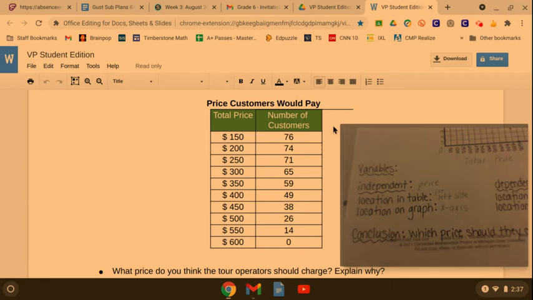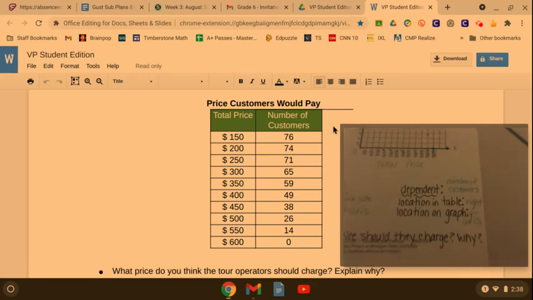The price is just a list of numbers. Okay? How many people are going to take the tour for $550? Now I can answer that question because I have a higher price, I have a lower number of customers. If I have a lower price, I have a higher number of customers, and we're going to see that in the graph. So dependent variable, I have number of customers. The number of customers depends on the price. It's on the right-hand side of the table and on the y-axis.